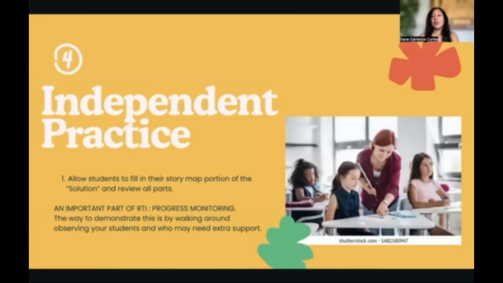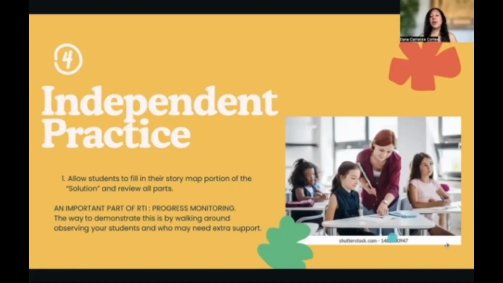Independent practice is our fourth step. You want to allow students to fill in their story map portion. You can use the solution part where they find the solution and fill it in on their story map. You want to review these parts as well and make sure that everything's making sense. And something super important of the RTI process is progress monitoring. The way we demonstrate this is by walking around the students, observing them, making sure that any students who need extra help are receiving that extra help.